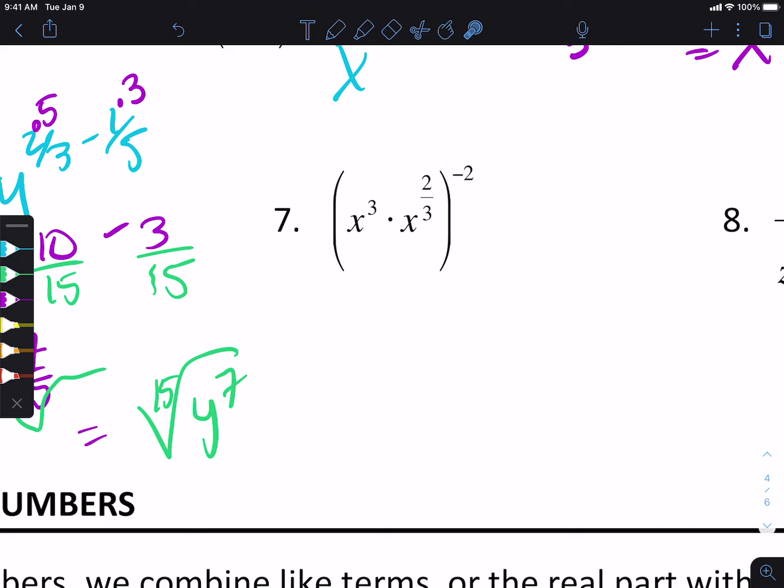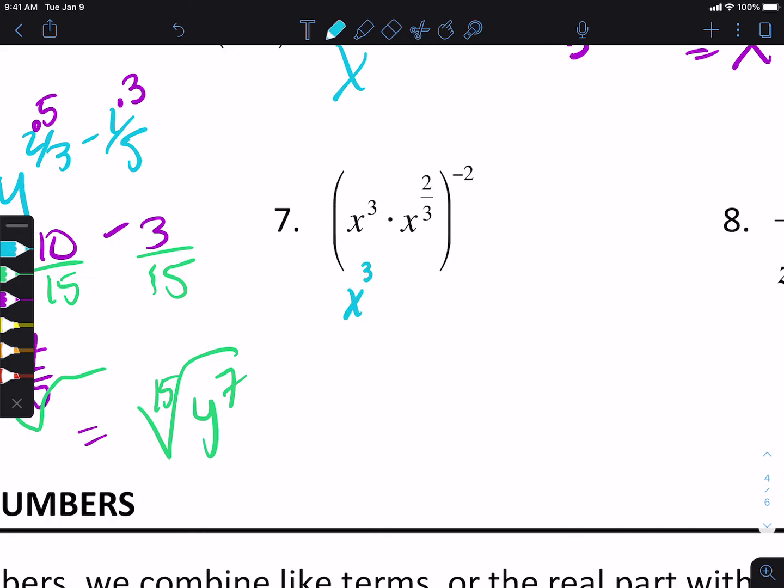Right? So when you have a power to a power, you're going to multiply. Or you could start by saying, well, these two are the same, so I need to add them. There's a whole bunch of different ways that you could go here. All of them get you to the same point. So I'm going to raise each one to the negative 2. So I'm going to take the cube to the negative 2 and the 2/3 to the negative 2. So I'm going to multiply each one of these.